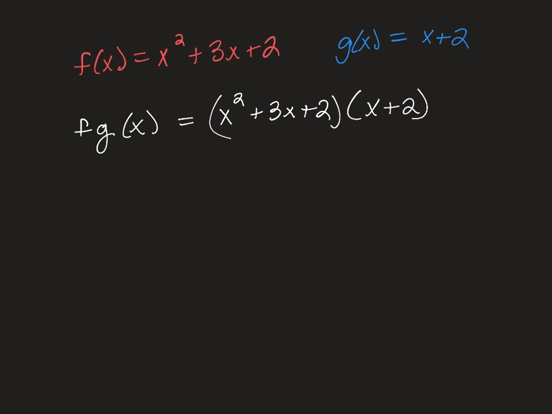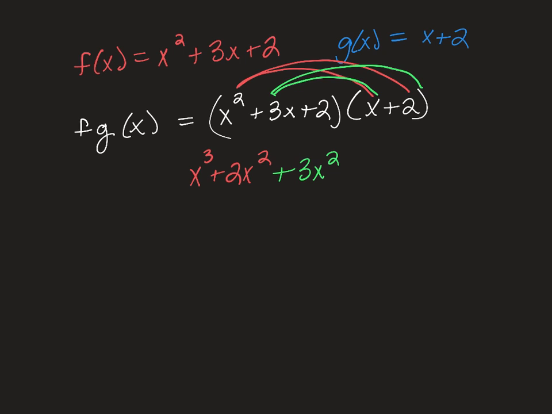We're just going to use our long distributive property. We're going to do x squared times x and times 2. So that gives us x to the third plus 2x squared. Then we're going to take our 3x and multiply it to each one of these. So 3x times x is 3x squared, and then 3x times 2 is 6x.